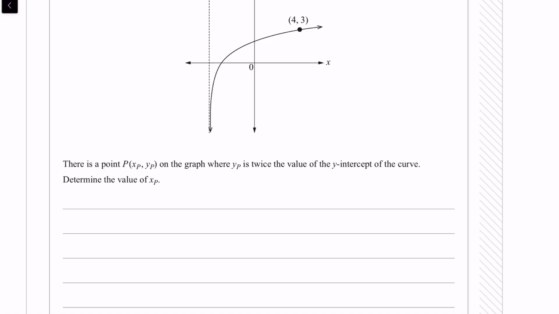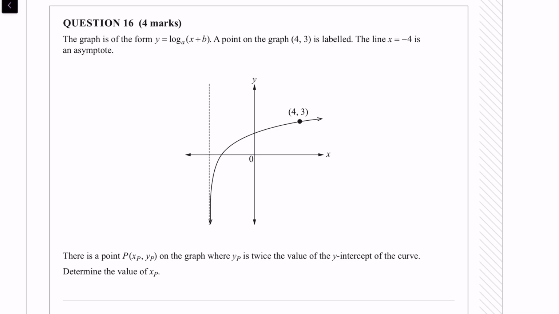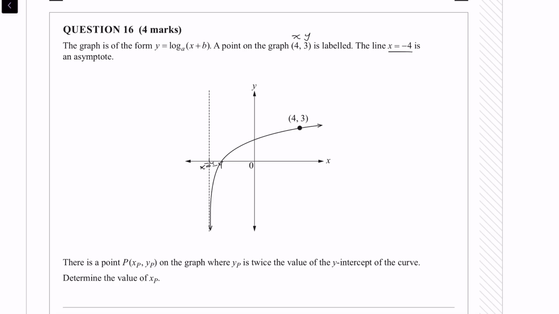Okay. Now for this question, there are a couple of things we know. So we know there's a point on the graph (4, 3). So that's my x and y value that I might substitute later. And then x equals -4 here is an asymptote, which means that the limit goes towards that line and it goes towards intersecting it, but it will never intersect it. Okay, and so we know that's an asymptote.